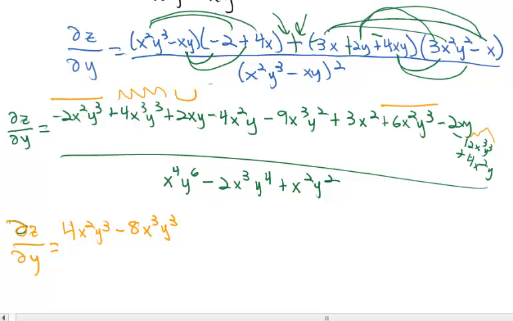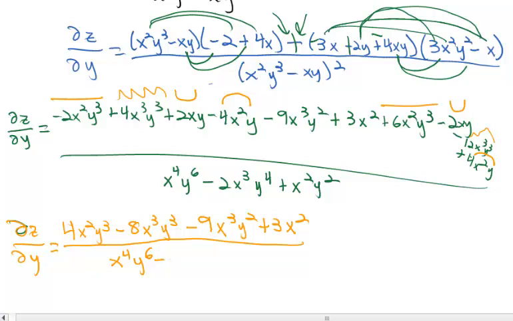We've got an xy. And 2 minus 2xy's is going to be 0. That's nice. We've got an x squared y. And at the end, an x squared y. Negative 4 plus 4 is also 0. That's nice. And then just like before, our last two terms are not like terms. So we've got negative 9x cubed y squared plus 3x squared over our denominator of x to the 4th y to the 6th, minus 2x cubed y to the 4th plus x squared y squared.